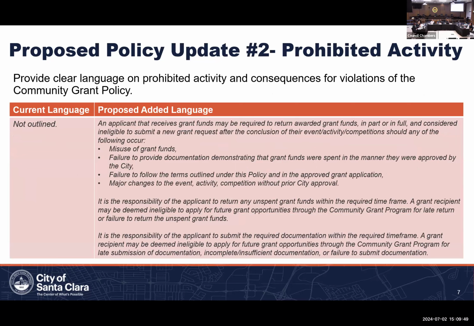The next proposed policy update concerns prohibited activity. This proposed policy update aims to outline language to clearly establish prohibited activity and consequences for violating the community grant policy and establish clear expectations of the grantee. Policy violations, including failure to follow the terms in the approved application, misuse of grant funds, failure to return unspent grant funds, and failure to provide the appropriate verification documentation could result in the grantee having to return the grant award and may be deemed ineligible to apply for future grant opportunities through the community grant program. Grantees may also be ineligible to apply for future grant opportunities through this program if the required documentation or unspent grant funds are never submitted or returned, or if the required documentation or unspent grant funds are insufficient or submitted outside of the required time frame. Next slide, please.